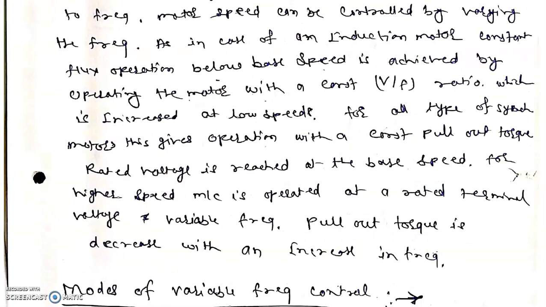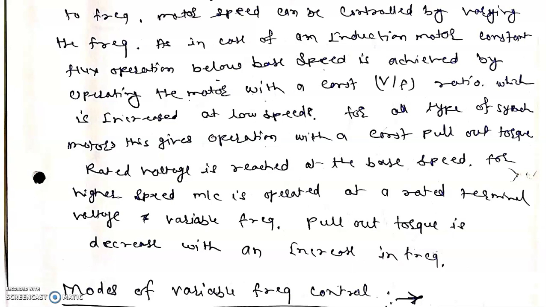As in the case of an induction motor, constant flux operation below base speed is achieved by operating the motor with a constant V by F ratio. As we have seen, below the base speed we have to maintain the V by F ratio constant, and at the base speed, when voltage is saturated or reaches its maximum value, we keep the voltage constant and change the frequency, that is, change the speed. The same thing is applied here in the case of the synchronous motor.